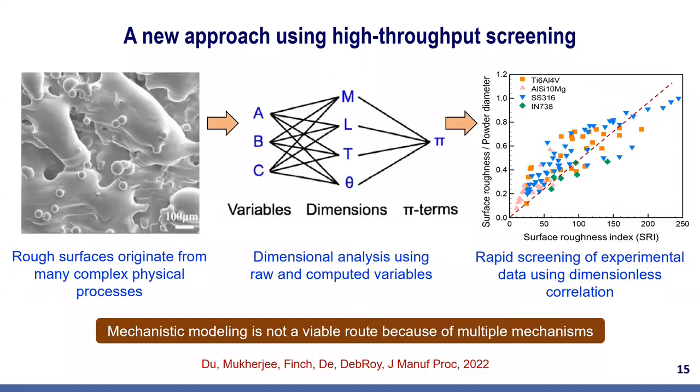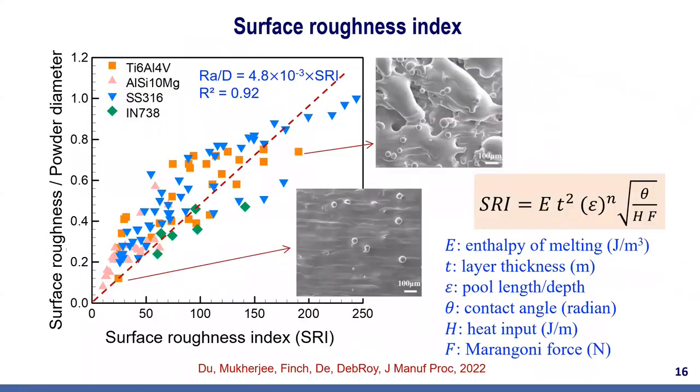So one other option that we have used is dimensional analysis using raw and computed variables. And this allows us to do rapid screening of experimental data. Because this is very quick and we get explicit relations, we can understand what the variables are that are causing it, and we can take remedial measures.